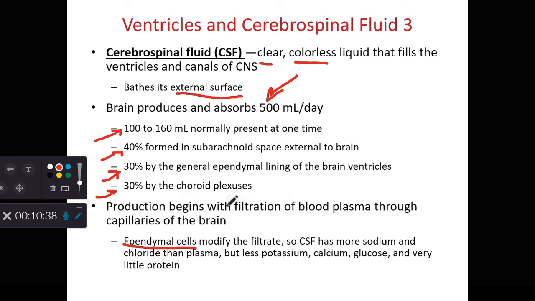As we look at the cerebral spinal fluid, we're going to have blood plasma, and that blood plasma will be filtered. And as it's being filtered, it's modified by the ependymal cells to become cerebral spinal fluid. What do the ependymal cells do? Well, they add more sodium and chloride ions, and they remove potassium, calcium, and glucose, and make it so that there's very little protein present within the cerebral spinal fluid.